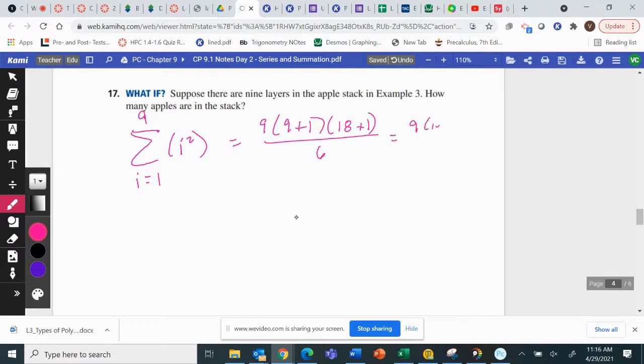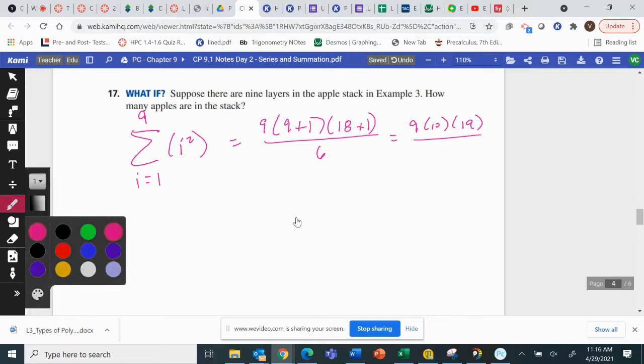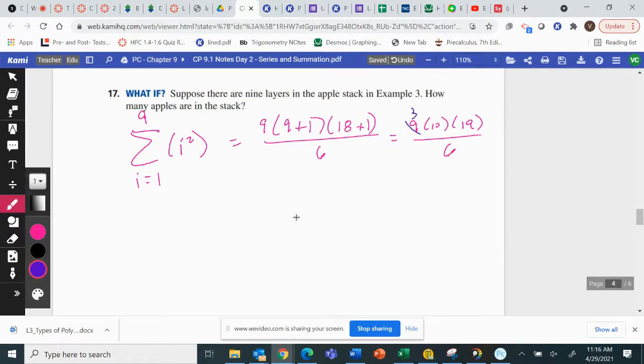So I have 9 times 10 times 19. This one's not as fun. So now I'll cancel out 3 and 2. So the 6 is gone. The denominator should cancel out every single time because we're adding squares. You can't get like half of a number if we're adding squares with integers.